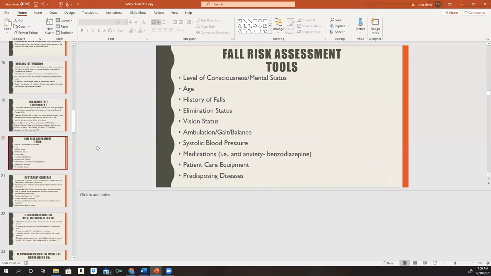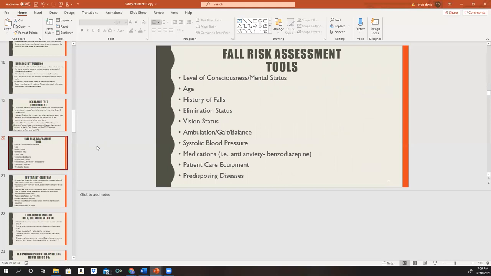It wants to know their age. Have they had any prior history of falls? What's their elimination status? Are they incontinent? Do they have urgency, frequency? What's their vision status? Do they wear glasses? Are they blind? Do they have any ambulation or gait issues?